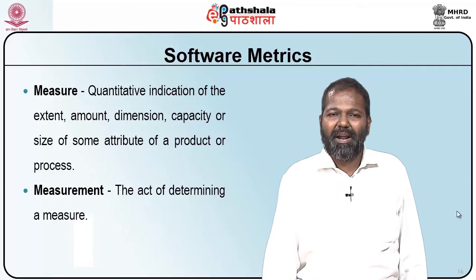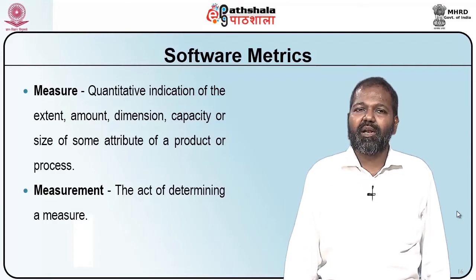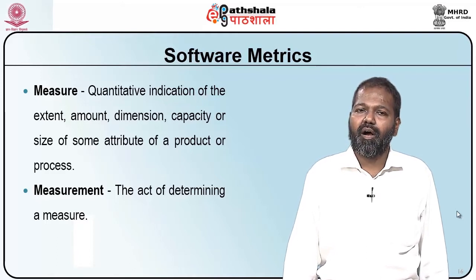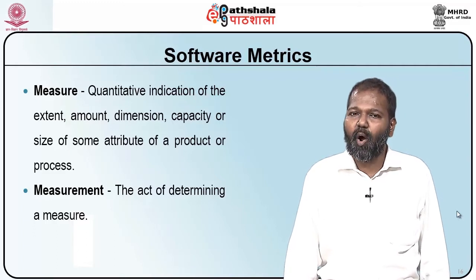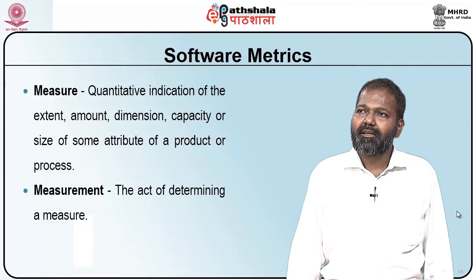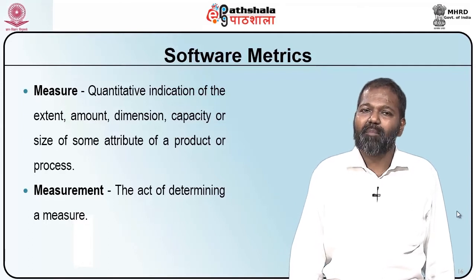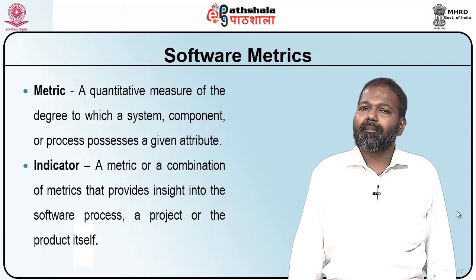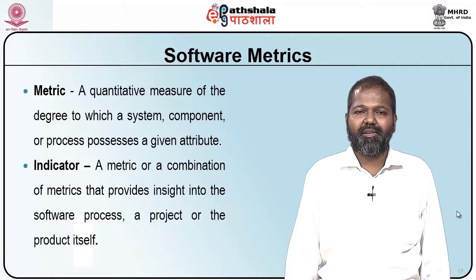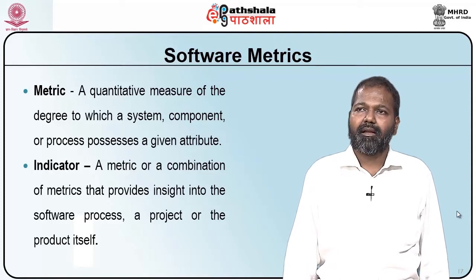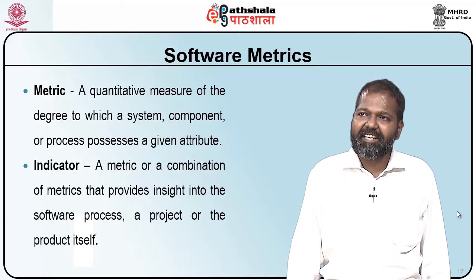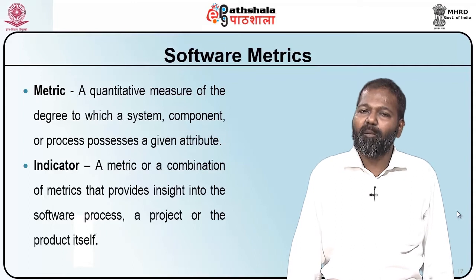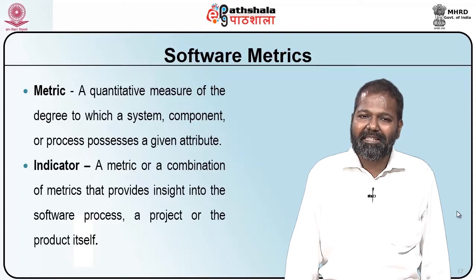Software metrics. Measure: a quantitative indication of the extent, amount, dimension, capacity or size of some attribute of a product or process. Measurement: the act of determining a measure. Metric: a quantitative measure of the degree to which a system, component or process possesses a given attribute. Indicator: a metric or a combination of metrics that provide insight into the software process, a project or the product itself.